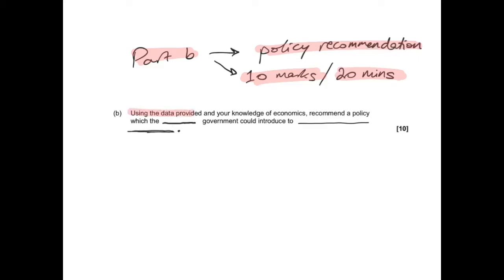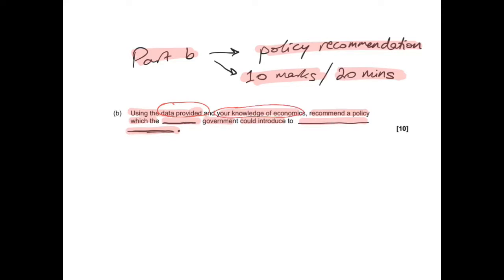Using the data provided and your knowledge of economics. So throughout part A, you are calculating and you are responding to data provided. Using that data and your calculations, as well as your knowledge of economics, recommend a policy which the, say, Australian government could introduce to maybe reduce consumption of cigarettes, or encourage people to go and get vaccines, whatever. You are basically going to step into the shoes of an economist who is advising the government using the data provided and your knowledge of economics. I think it's pretty cool.